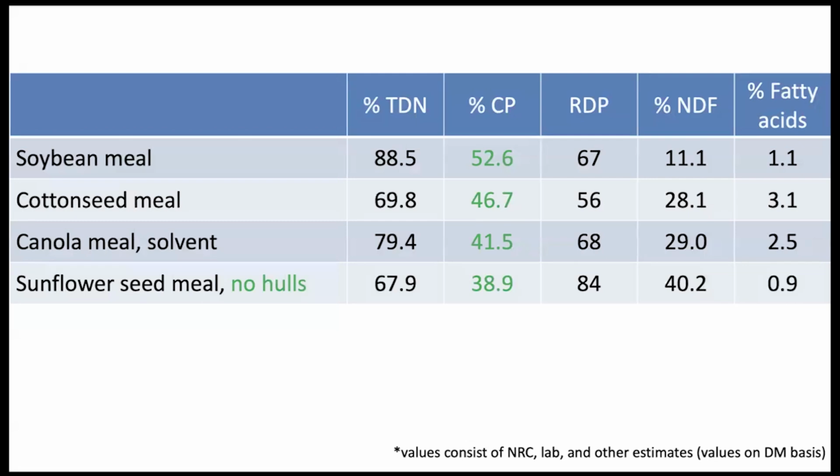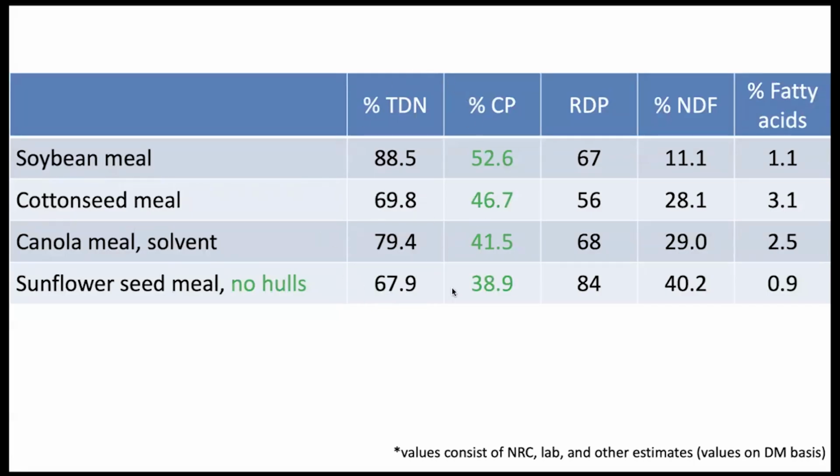Just when we look at these oil seeds, I wanted to put them all on the same slide so you can compare them more directly a little bit easier. If you look at soybean meal, 88.5% TDN, it's the highest in the list. Cottonseed meal and sunflower meal would be the two lowest.